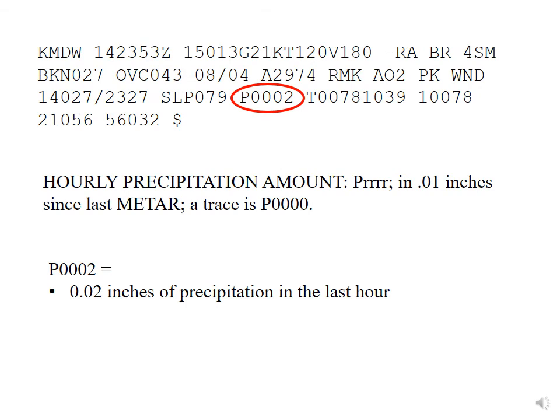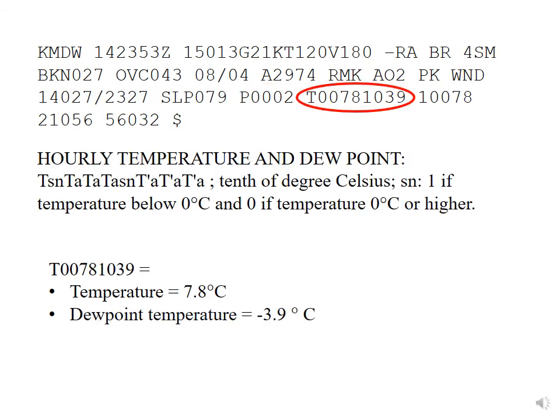There are also precip codes that are not in this one that would show the precipitation amount in the last 3 hours, the last 6 hours, and the last 24 hours. Those are additional groupings that could show up in a METAR.